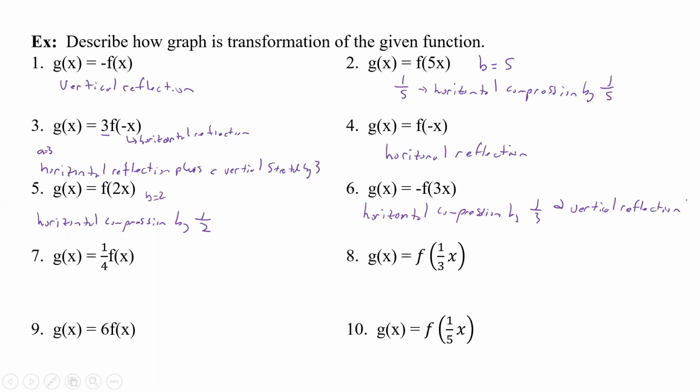Okay. Now here we just have some a times f of x. Well, a in this case is 1/4, and so we're going to have a vertical compression by 1/4. So we're just going to multiply it by 1/4, and we're going to push it down.